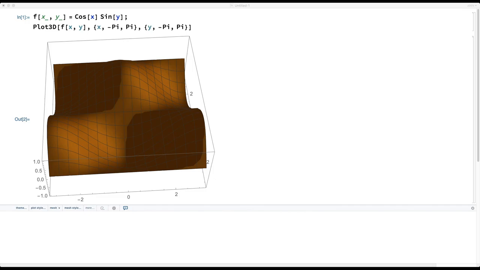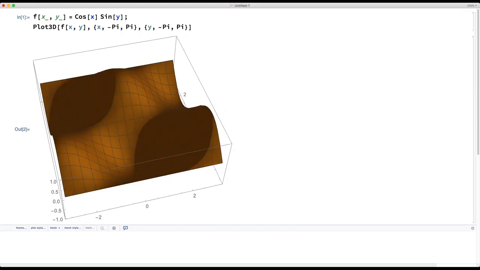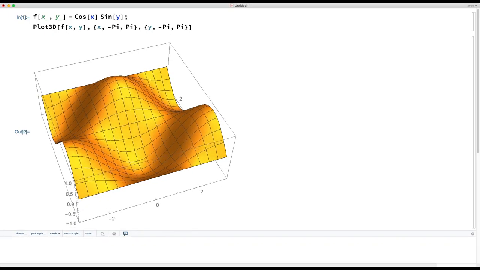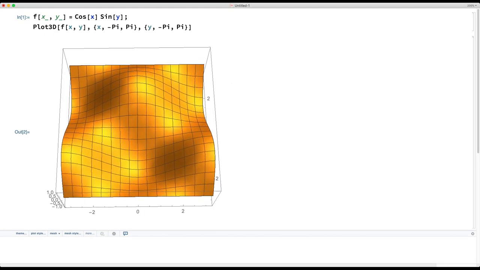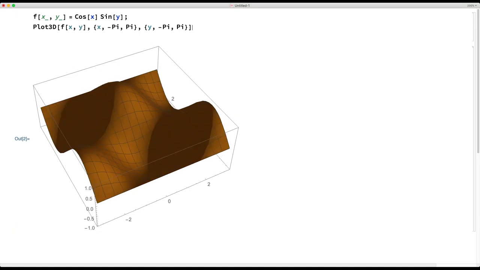And I do not know why the graphics are being so funky. Well, you see how when I click on it and rotate, it looks different than when it's like that. I don't know why it's doing that. Anyway, we've got a max and we've got a min.